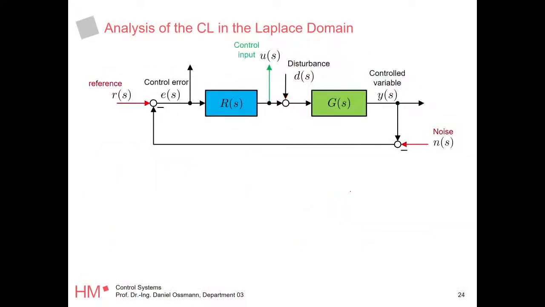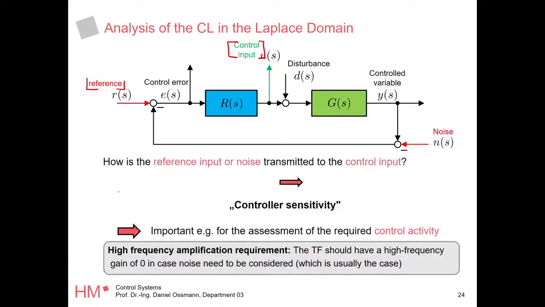Last but not least, we have the channel, the number 4, which is the reference input to our control input. So, how is my reference, or the noise, but I can write noise here, influencing my control input U?